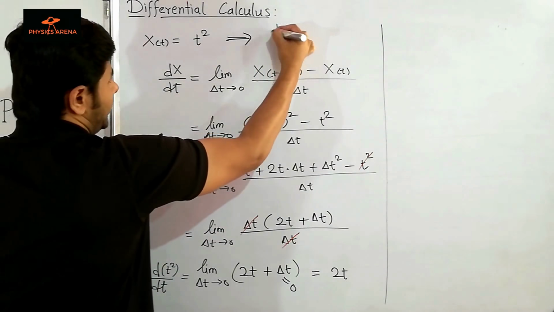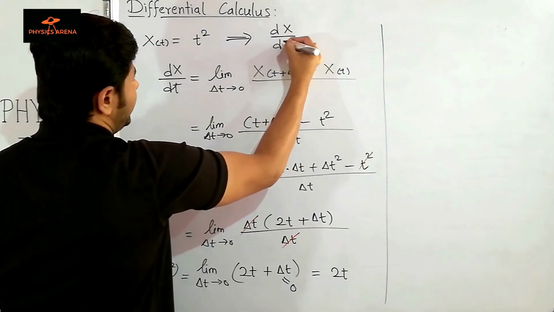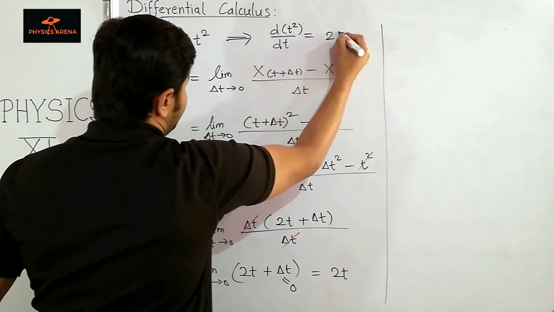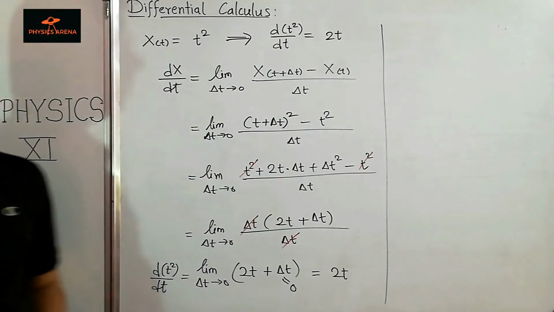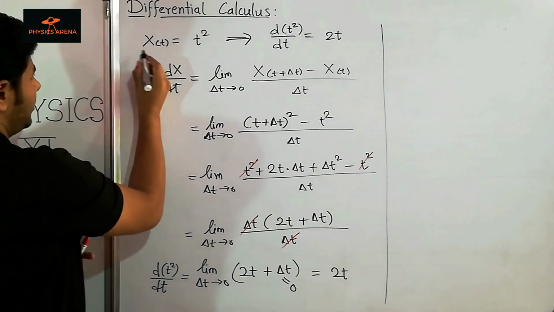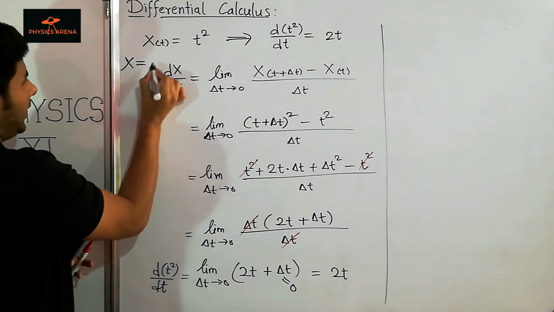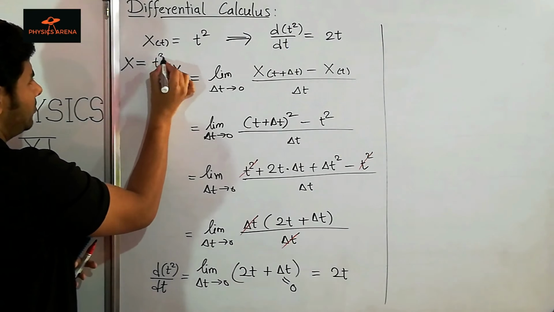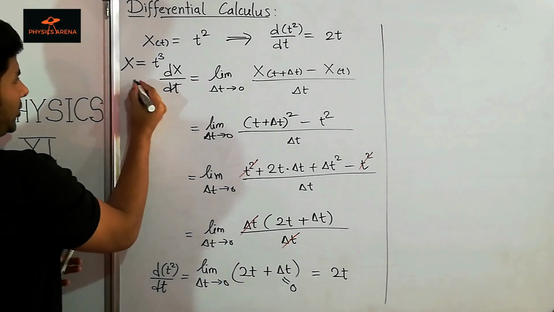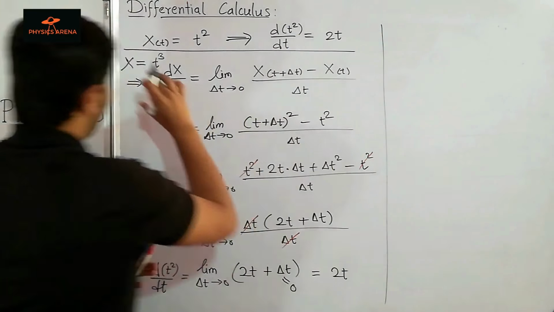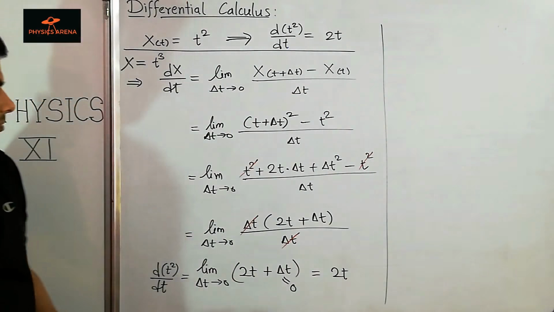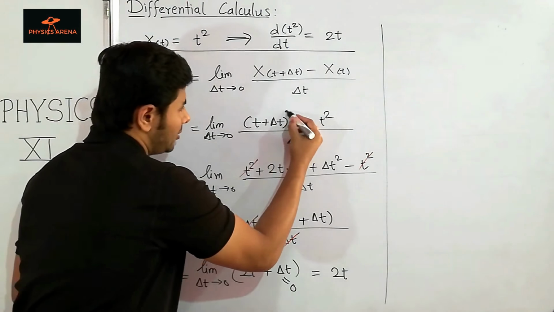So let me write it here, dx by dt, d by dt of t square is 2t. Now suppose x is equal to 3t. Let's take x equal to t cube. So what do I get? So this is the definition. We have to solve for this case now. So x is t cube. This is the definition, so instead of square, we have cube.